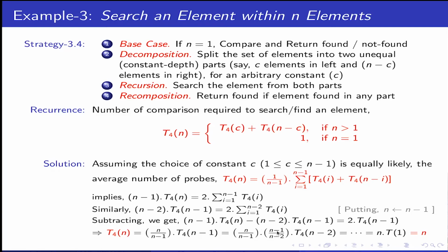So this n minus 1 and n minus 1 cancel. So it is n by n minus 2 T4n minus 2. So see, every time it is n by n minus i T4n minus i. So it is n by 1 into T1, which is n.